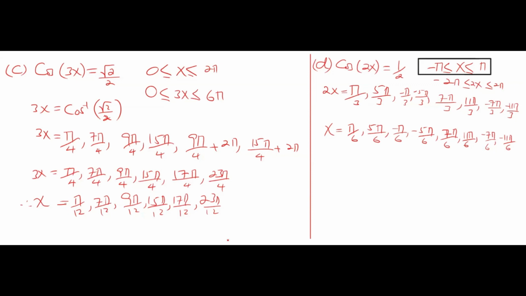So our next step is to disregard any value of x that is not within this given domain. So we disregard this because that is more than pi. And we also disregard that, and we also disregard those two. So my final answer, therefore, x is, we put the negative first, the more negative value.